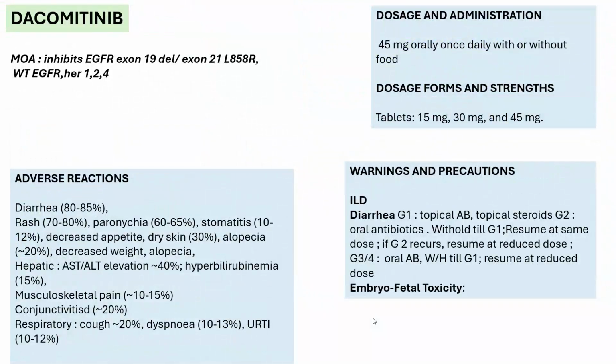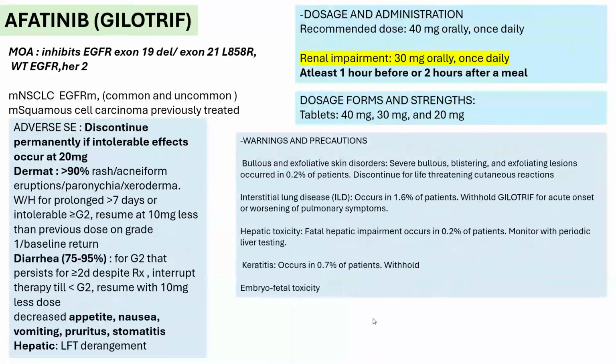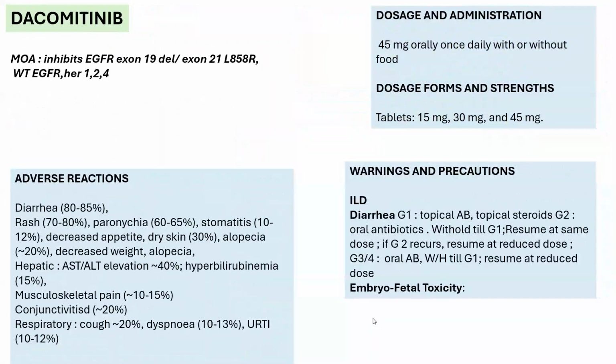Again, as with afatinib, dacomitinib. These are very potent drugs. The second generation are actually very potent drugs because they are pan-HER inhibitors and they are very effective for uncommon mutations.